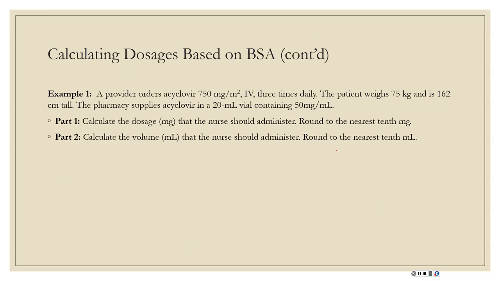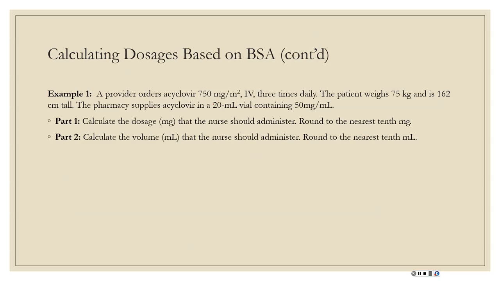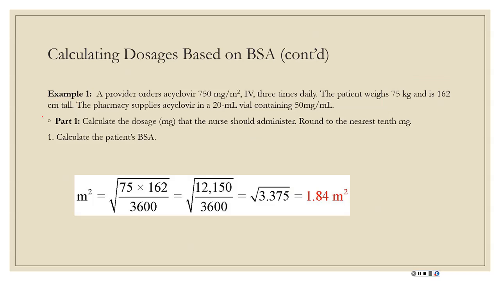So now we're going to go ahead and figure out our body surface area, and we're going to use that body surface area to figure out how many milliliters of a medication to give to a client. So when we look at this, we are going to give acyclovir, and we're going to give 750 milligrams per meter squared. We have kilograms and we have centimeters given in the problem, so we know that the equation that we're going to use will have a 3600 on the bottom of it.